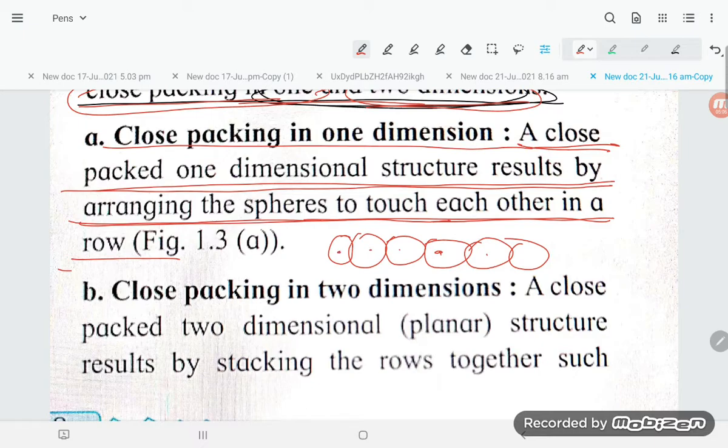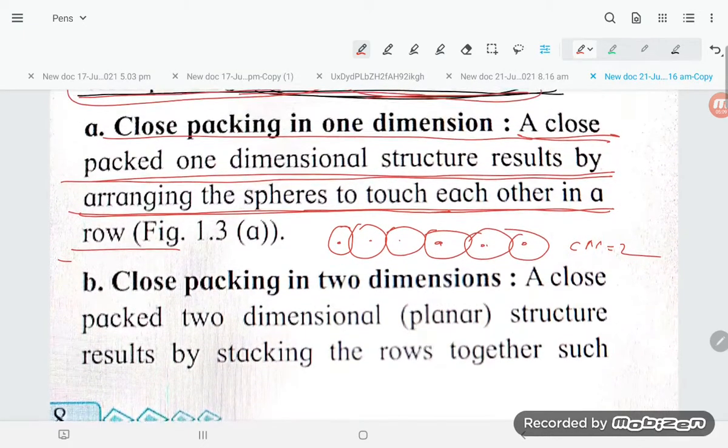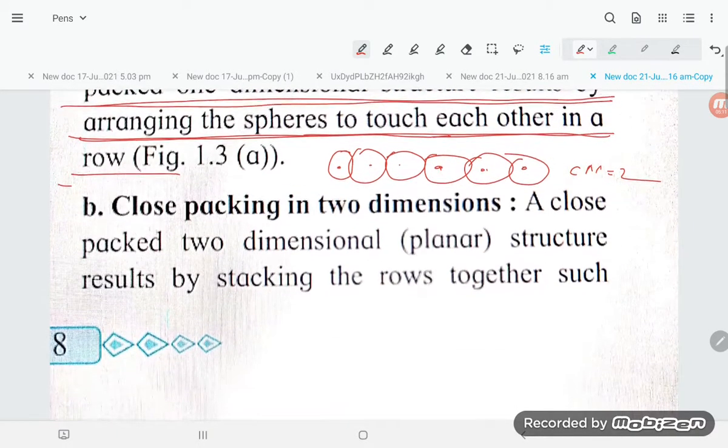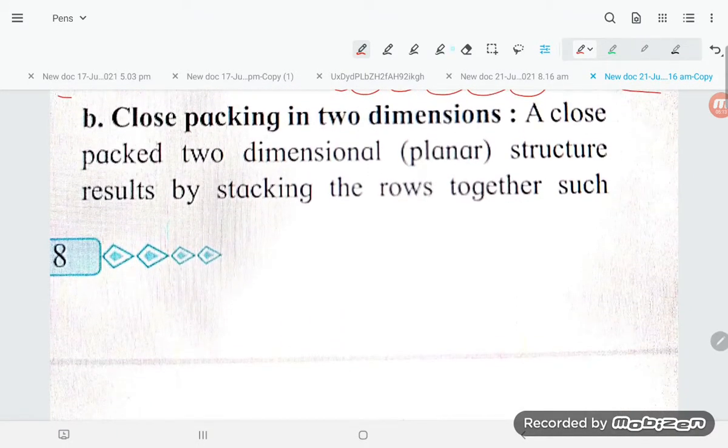This is all touching each other. So the coordination number here is 2. This is the close packing in one dimension. Now, close packing in two dimensions.